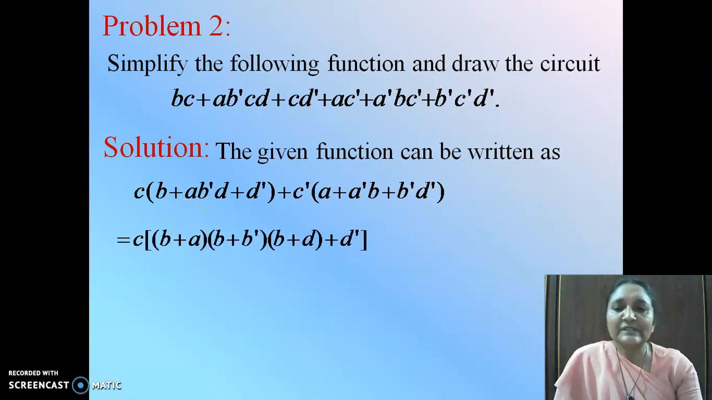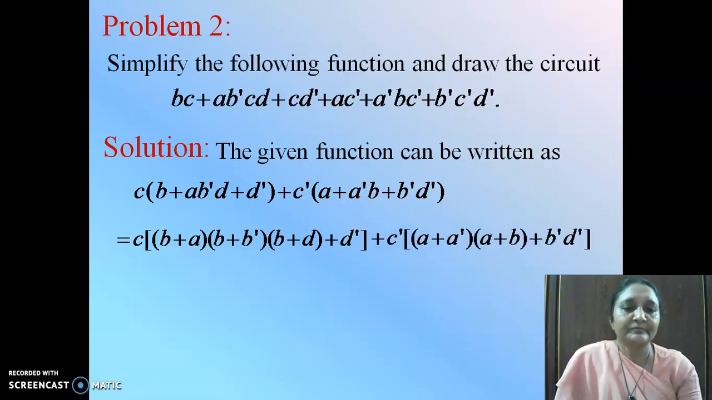Which is equal to C of (B plus A) into (B plus B dash) into (B plus D) plus D dash, plus C dash of, again applying the same concept, (A plus A dash) into (A plus B). Now you look at B plus B dash: it is equal to 1. Addition is used for join operation. B join B dash value is 1. So B plus B dash is equal to 1. 1 into B plus A is nothing but B plus A.